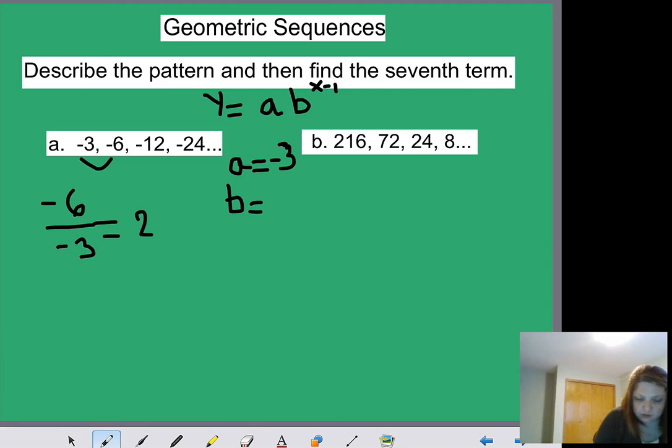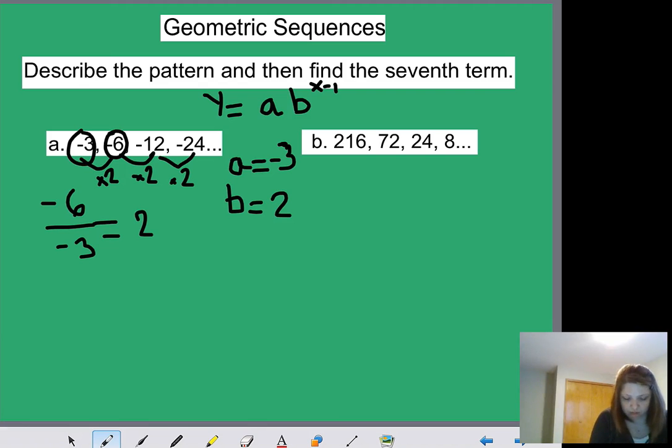Now, -3 times 2 will give you -6. -6 times 2 will give you -12. -12 times 2 will give you -24. So that's how we know b is 2. You put the second term on the top over the first term, and the common ratio, in simplest form, will give you what b is equal to.